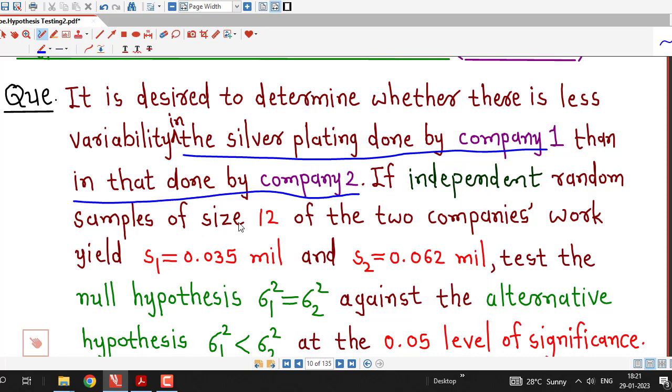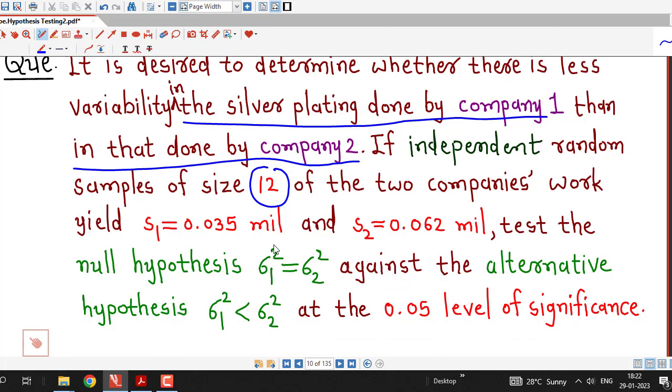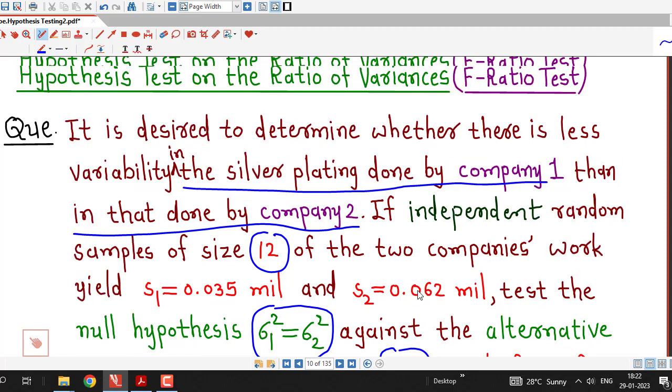If independent random samples of size 12 of the two companies' work yield S1 equal to 0.035 MIL, that is the sample standard deviation for the first sample, and S2 equal to 0.062 MIL, that is the sample standard deviation for the second sample. Test the null hypothesis sigma 1 square equal to sigma 2 square against the alternative hypothesis sigma 1 square is less than sigma 2 square at 0.05 level of significance.